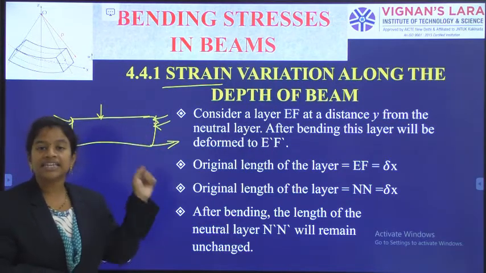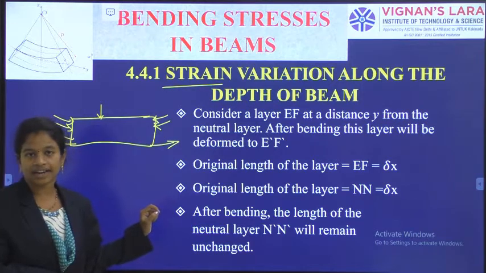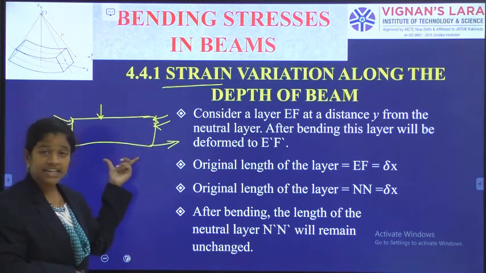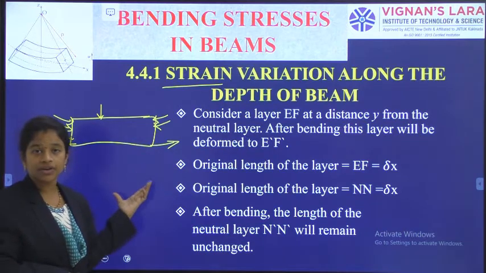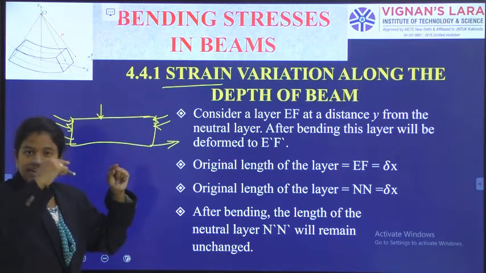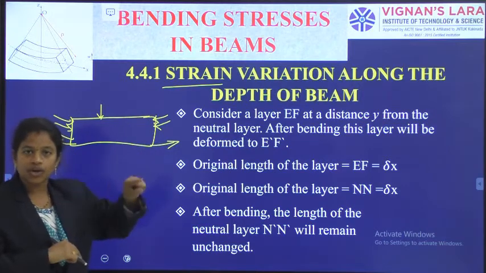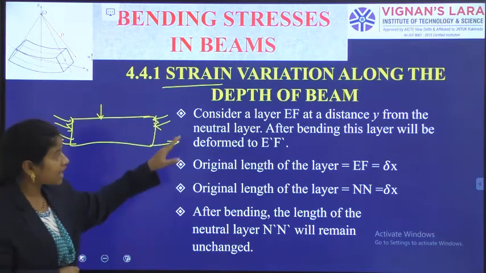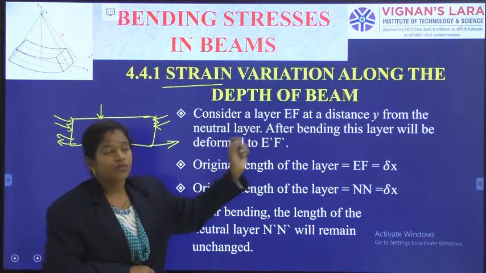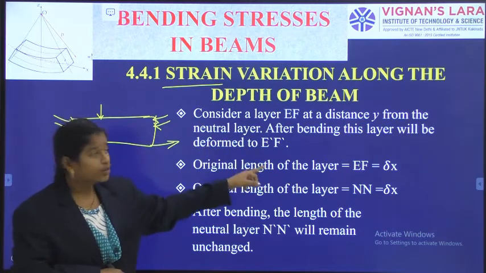Strain means change in the length divided by the original length of that layer. For compression, it is the decrease in the length of the layer by the original length. Similarly for tension, it is the increase in the length of the layer by the original length. In this way, strain varies from point to point along the depth, and each layer shows a different value. For that, we are considering a layer EF which is at a distance y from the neutral layer.